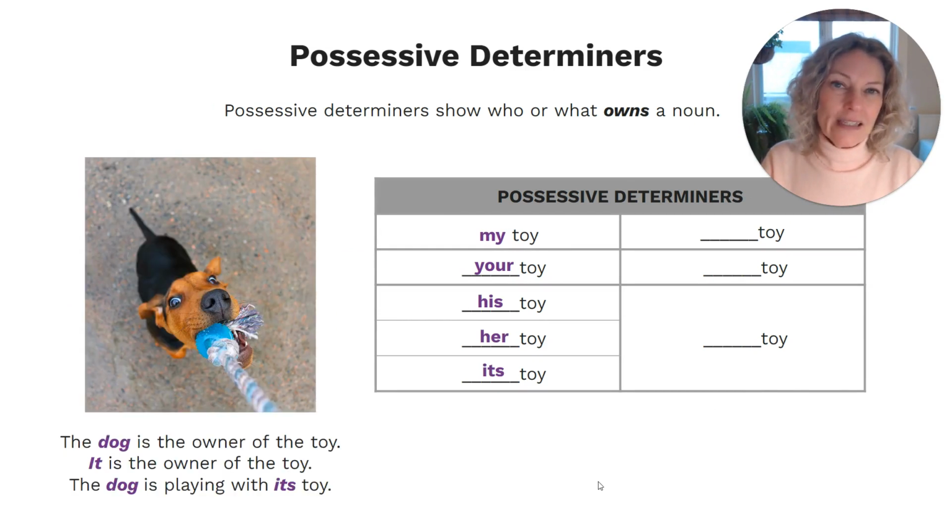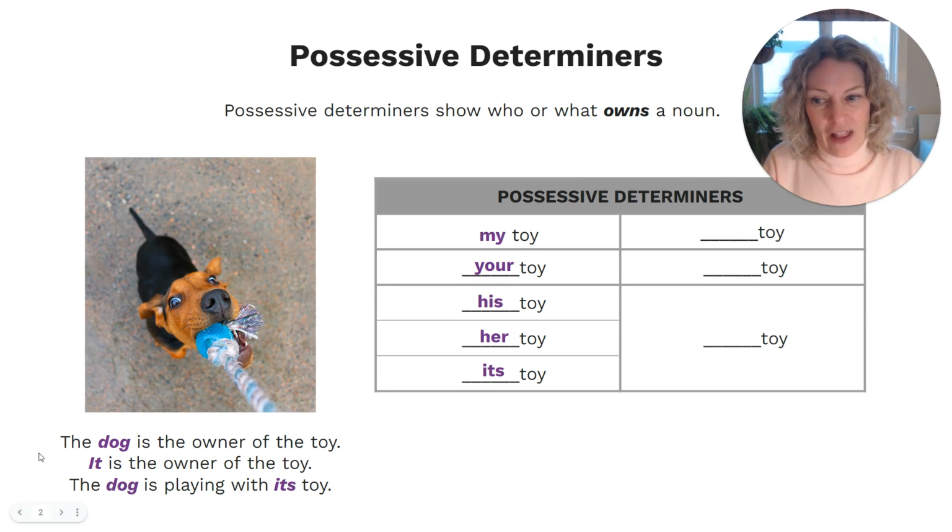And I know its is confusing because it's got an S on the end there. And usually when you see an S, it means plural, more than one, right? But not in this case. When you use its, you're referring to a singular noun.